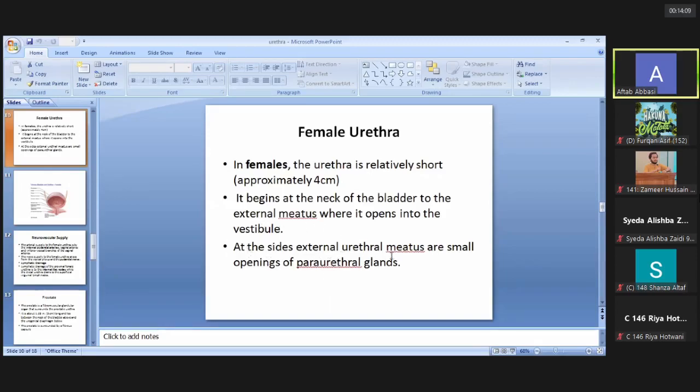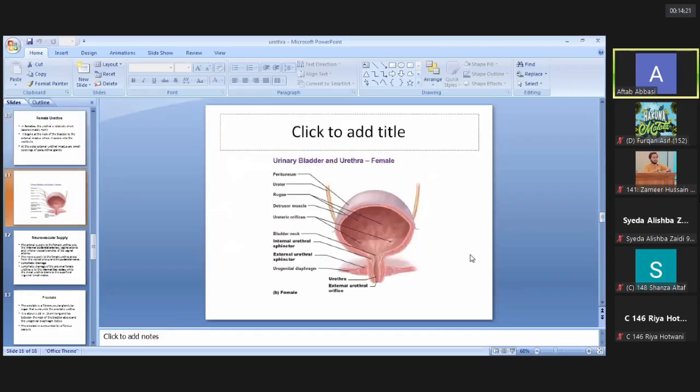At the sides of the external urethral meatus, there are small openings of the paraurethral glands that correspond to the prostate gland in males. So there is no further part of the female urethra. It's a short structure as compared to the male urethra. It extends from the neck of the urinary bladder and ends at the level of the external urethral meatus.